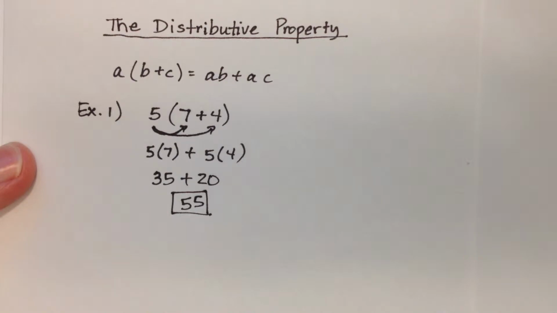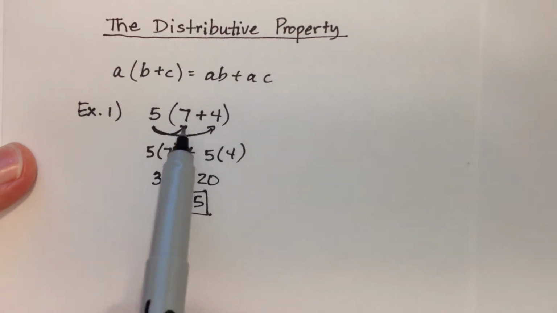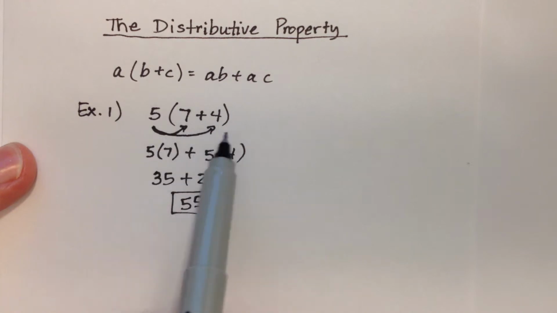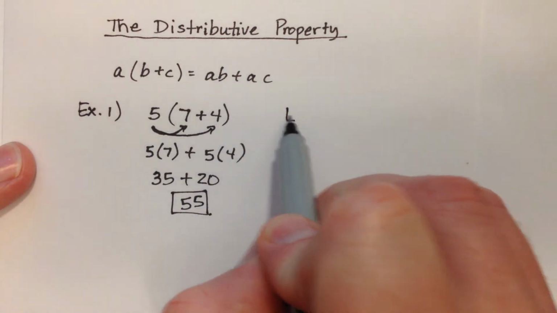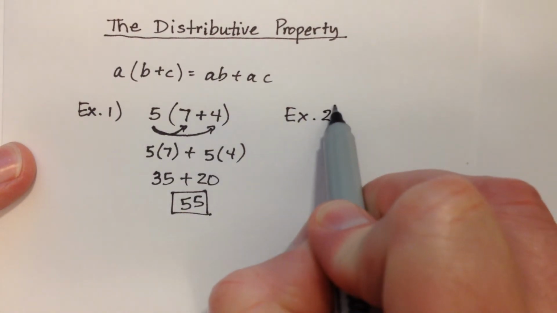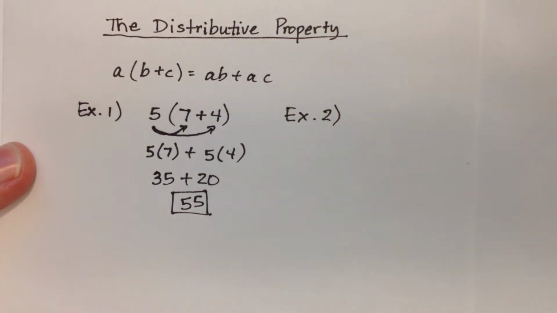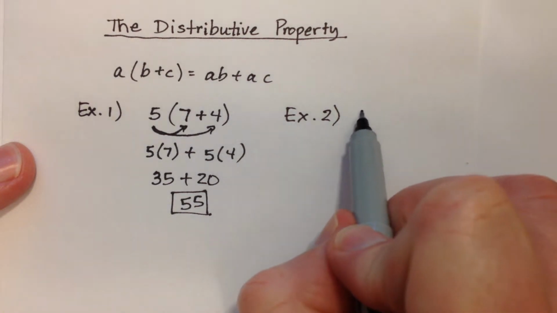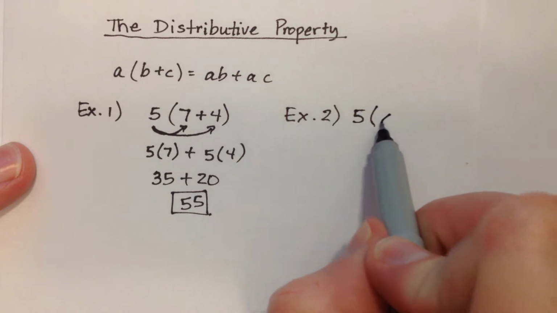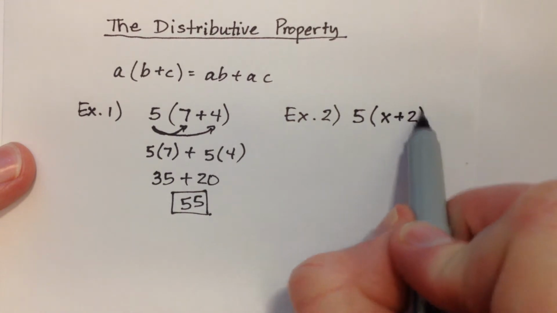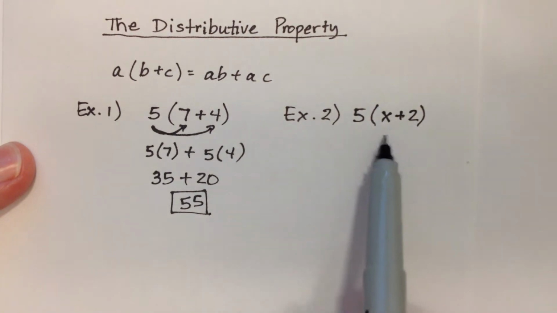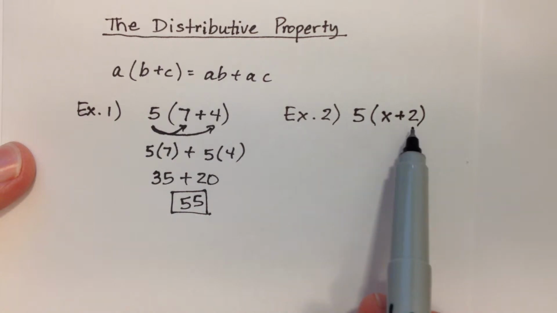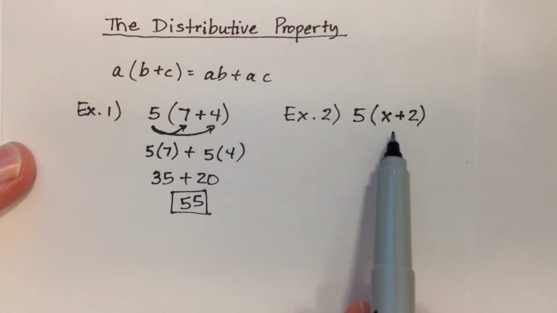Now at first glance you might say, well, why in the world would we want to do all those extra steps if I can just say 11 times 5 is 55? Well, you won't always be able to add these numbers up. In some circumstances, they might not be numbers at all. They might be variables. You might have something like 5 out here, but inside you have x plus 2. Well, you can't add x plus 2. That's as good as it gets because we don't know what x is.